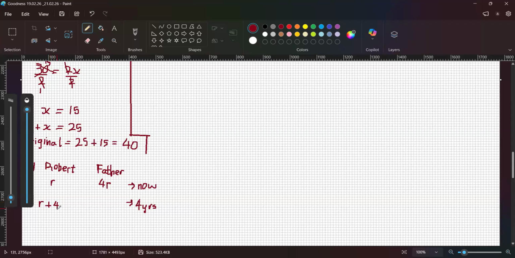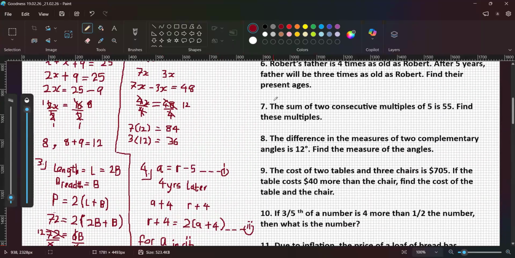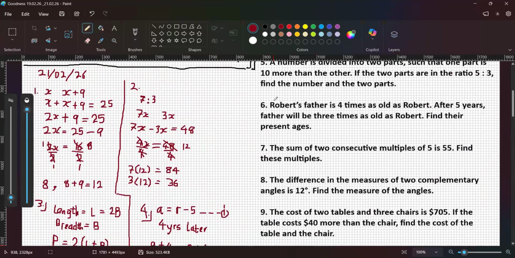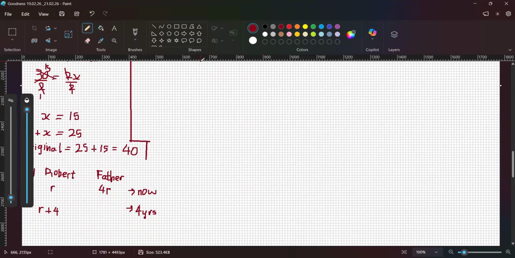Robert's age is R plus 4, but they told us that the father is, oh my goodness, it's not even 4, it's 5. I think I've taken wrong information from the question. After 5 years, the father will be 3 times as old as Robert. So let me go back and fix it. It's not 4, it's 5.